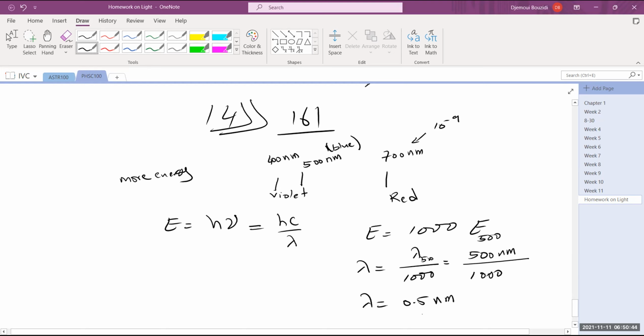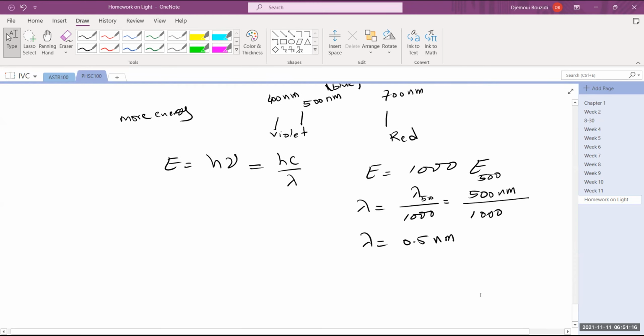If you really care, you could find the frequency for the 500 nanometers by dividing c, which is 3 times 10 to the power 8, by 500 nanometers. Don't forget that a nanometer is 10 to the power negative 9 meters. And you find the frequency, and then find the energy, and then you multiply that energy by 1,000, and you solve for lambda, and you should find the same answer, which is half a nanometer. Half a nanometer is extremely short.